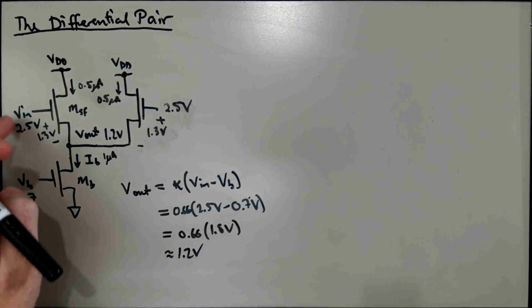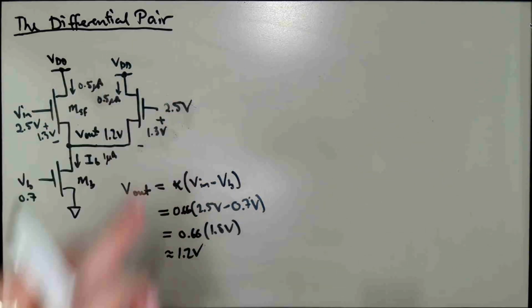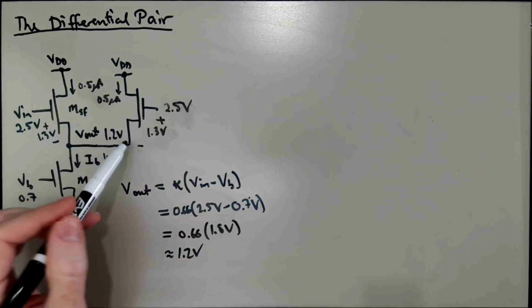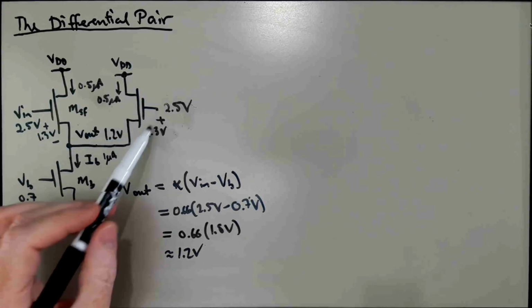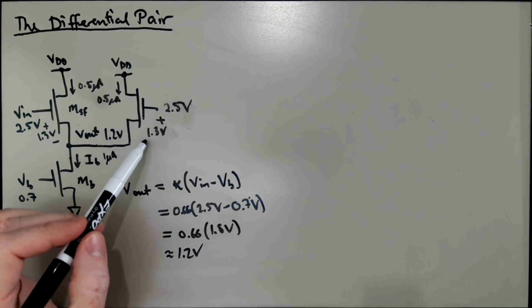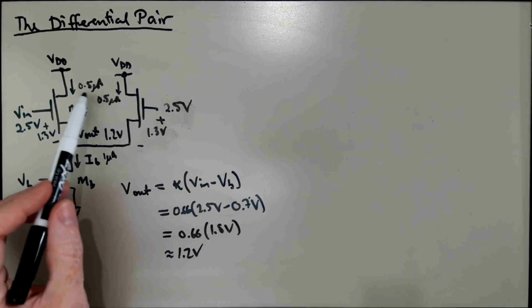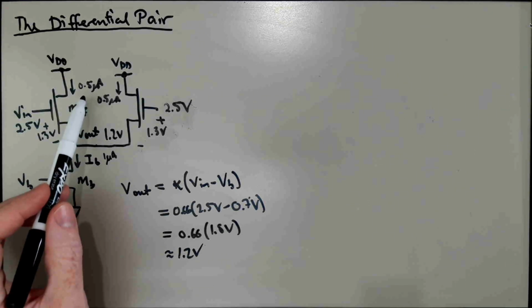Well, what if I then started moving this higher? What would happen then? Well, these two have the same source voltage, so this one would start to have more VGS, and so the current in this branch would start to increase and become larger than the current in this one.